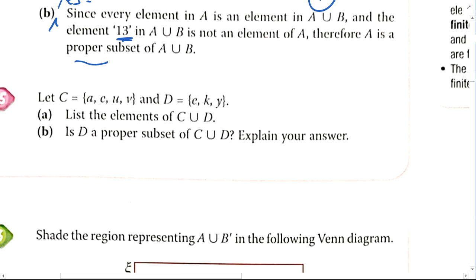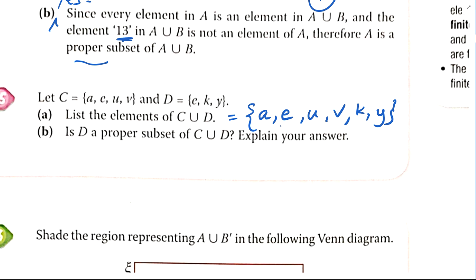Let's try to list this down. Let's just do it together. It doesn't take you long. C union D, what is it? We got C, E, U, D, K, Y. Do we need to write E two times? No, it is the same element.